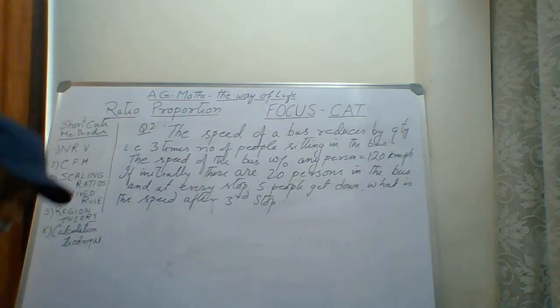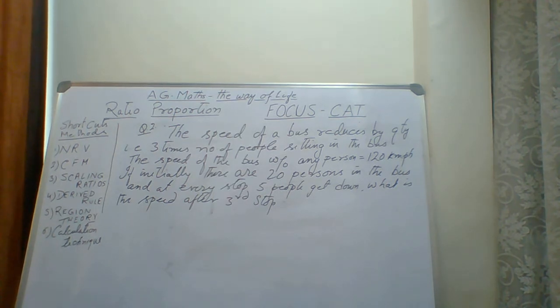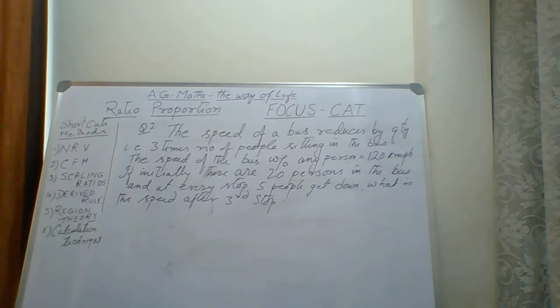Now this is the question. Read again. The speed of a bus reduces by a quantity that is 3 times the number of people sitting in the bus. The speed of the bus without any person is 120 km per hour. If initially there are 20 persons in the bus who are traveling and at every stop 5 people are getting down, then what is the speed after the third stop?